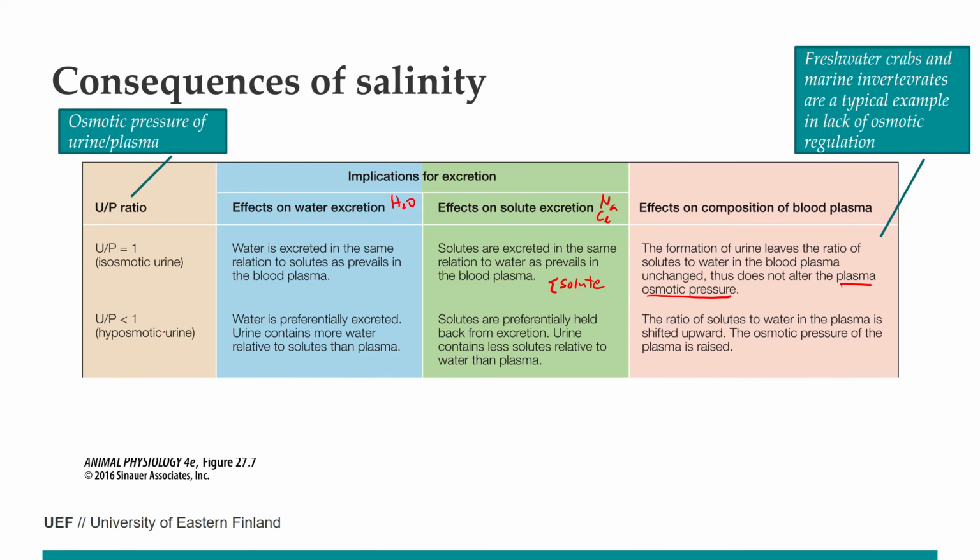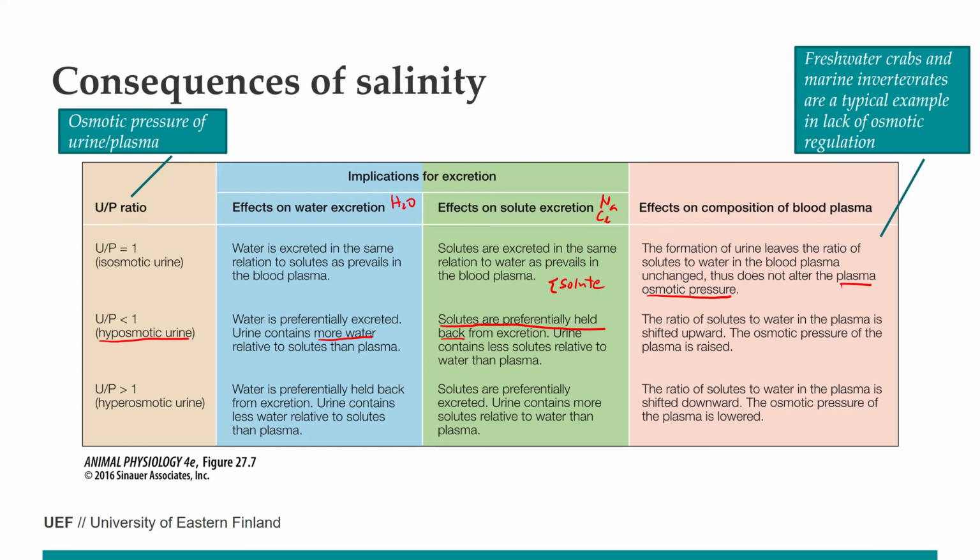Then the second way is the hypo-osmotic urine. So now the osmotic pressure of the urine is smaller than the plasma. So now we are excreting more water and the solutes are held back. And the osmotic pressure of the plasma is raised because we are gaining these ions back. So we are excreting mainly just water.